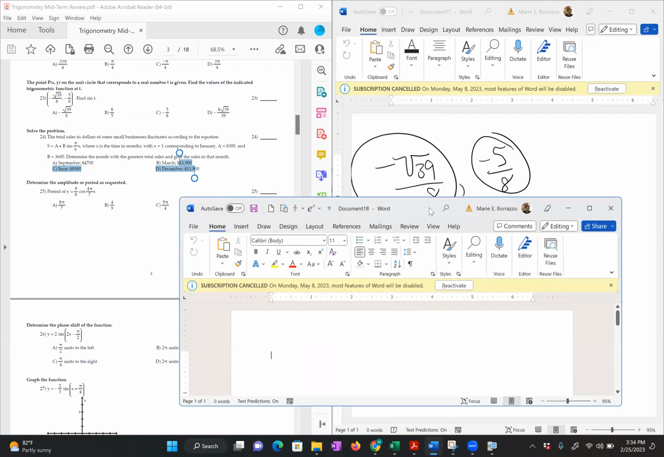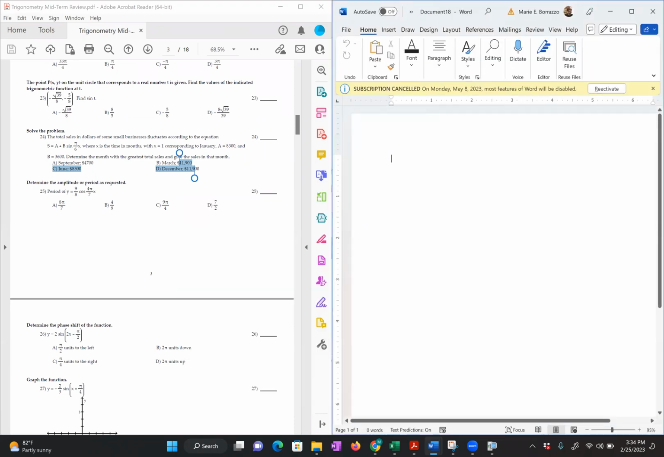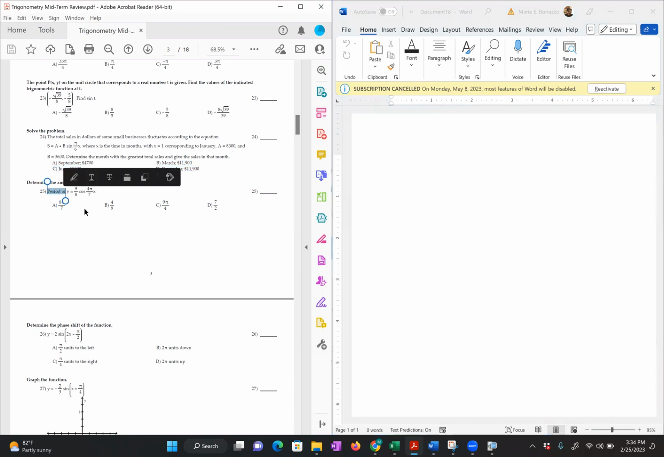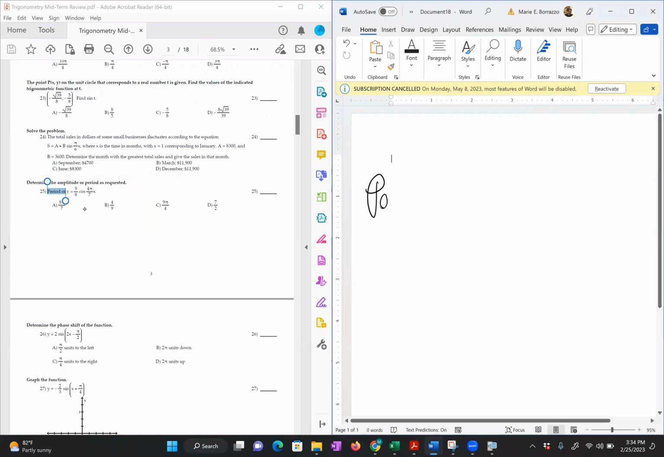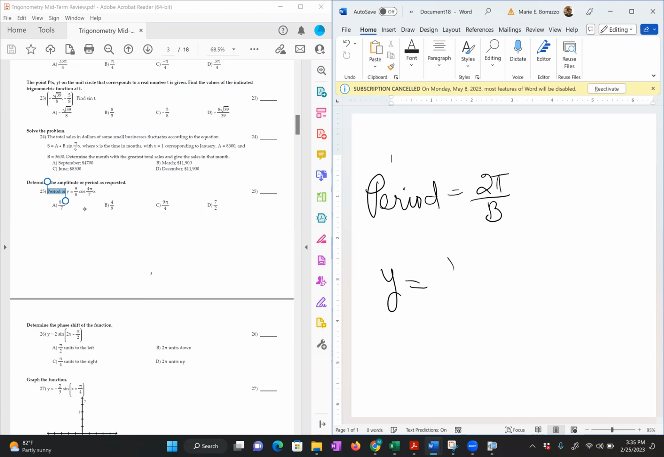The next one is number 25. They're simply asking you for the period. Don't get confused because they do ask both amplitude and period, but here in the question they're specifically talking about the period. So remember, period is equal to 2 pi over b. And our function that they give us, which is y equals 9 over 8, which is the amplitude, cosine, they're giving us 4 pi over 7 x. We want to focus on this, which is our b value. This is our a value.